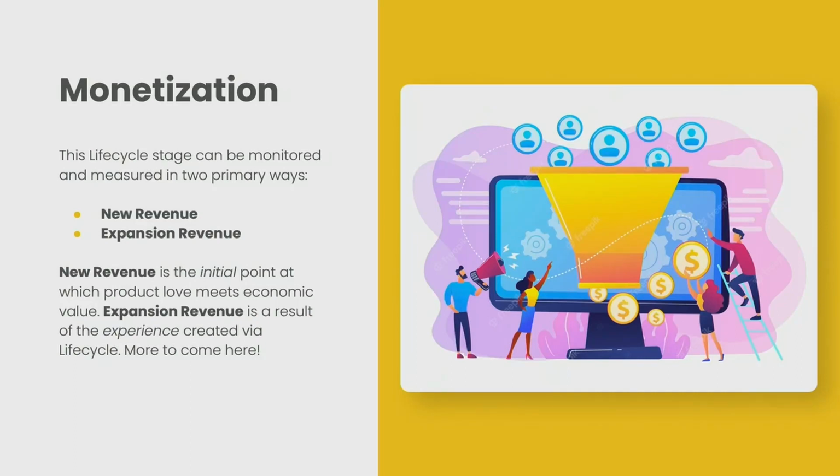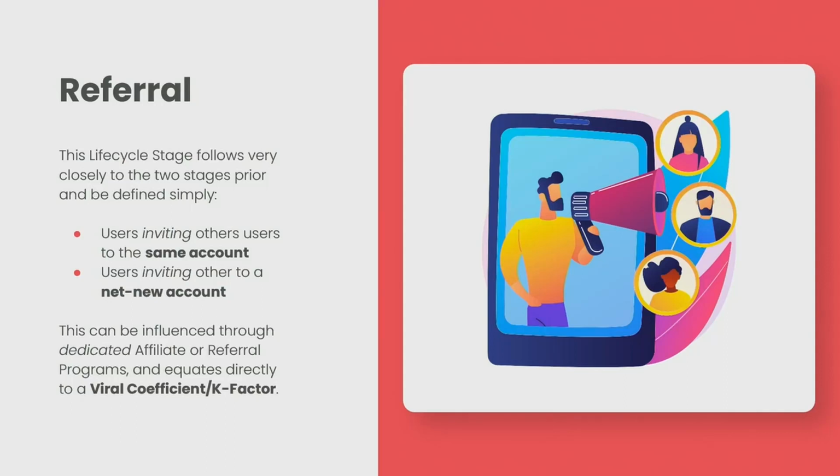New revenue is a new customer coming in. What are they spending when they come in? Expansion is how are they spending more over time. There can be instances as well that live in the middle, where you get to referral, and when we talk about viral coefficient or K factor, which is how does one user lead to more users, that can be either on the same account or a net new account.